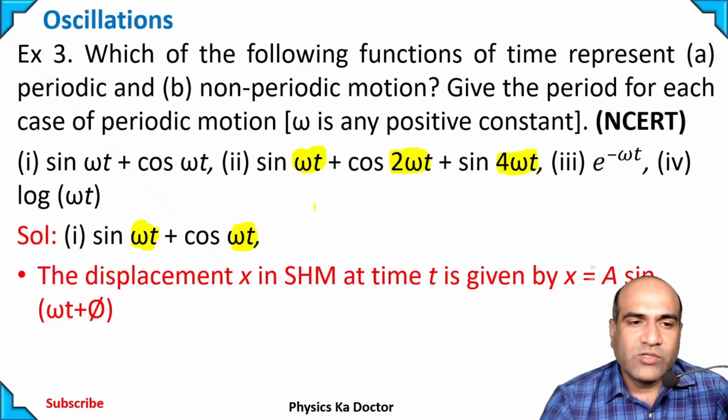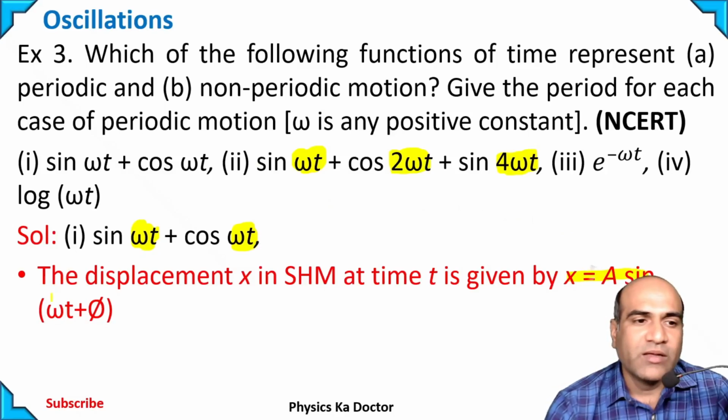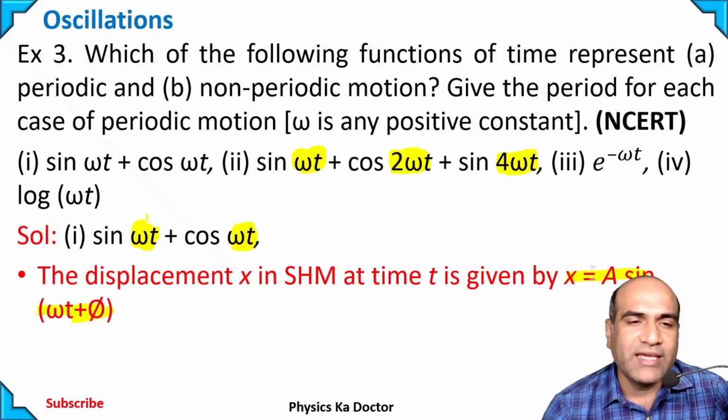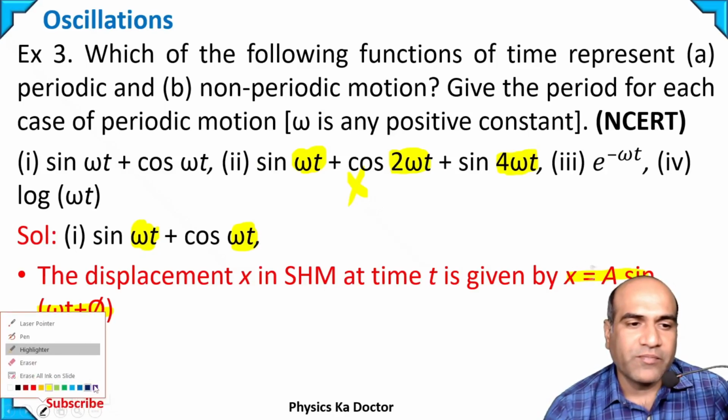Right. So displacement x in simple harmonic motion at a time t is given by x = A sin(omega t + pi), and we can compare this equation. So answer A is simple harmonic motion. Number two is not simple harmonic motion because you cannot find a relation between the acceleration and displacement.